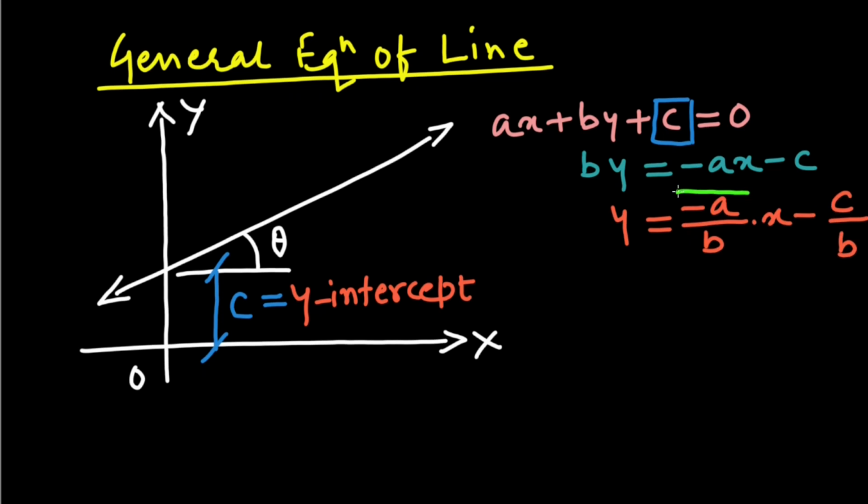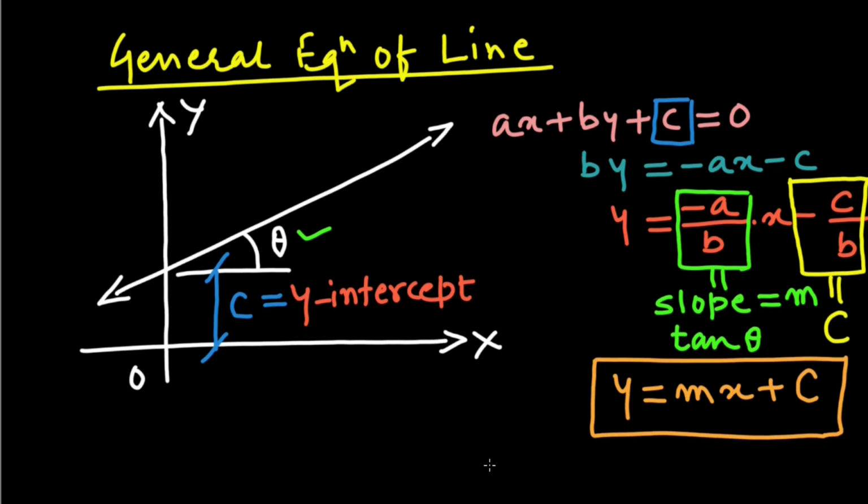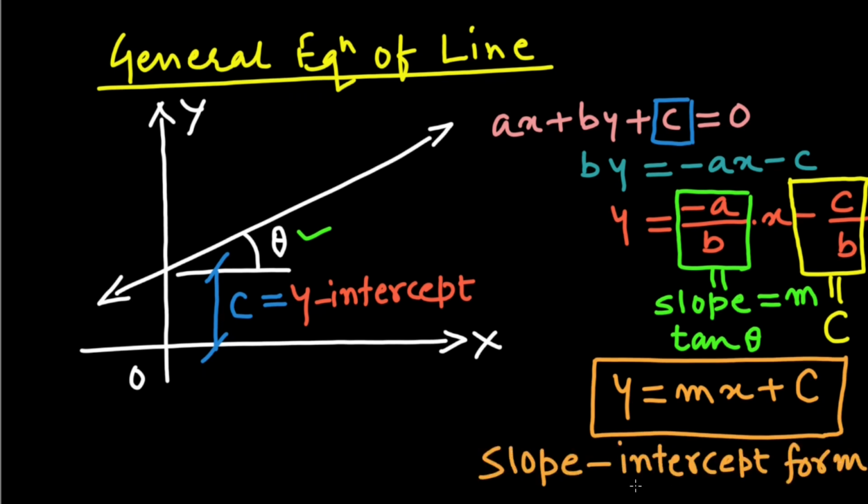Here this minus a upon b is the slope of the line, which is denoted by small m, which is also tan of this inclination theta. Minus c upon b, we will use capital C. Thus y equals mx plus c. This is known as equation in slope intercept form.